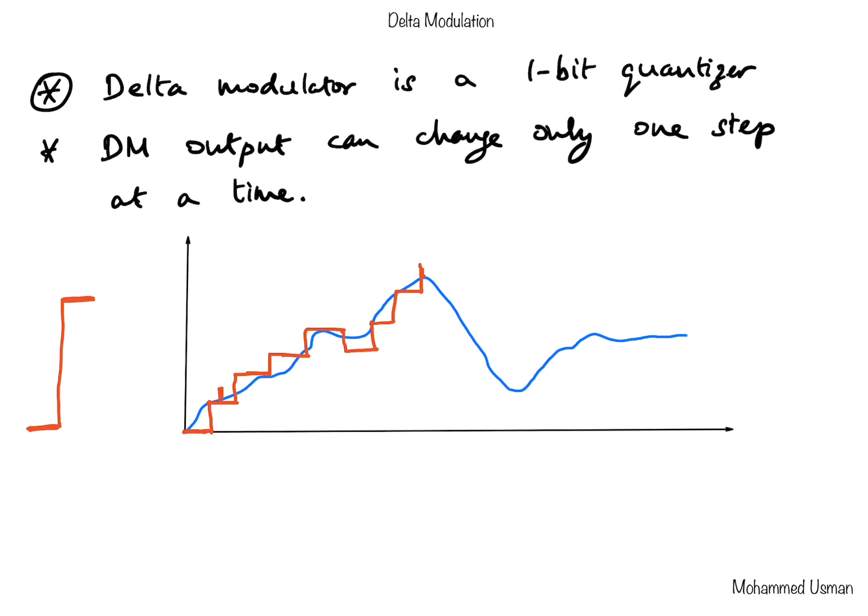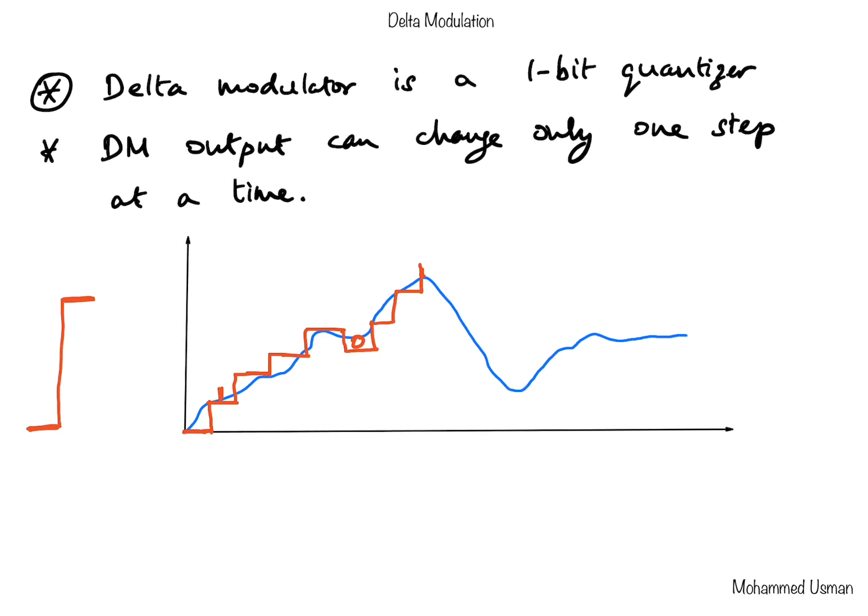If it comes down, as in this case here, it is going from up to down one step, so that corresponds to a 0 output. If it's a 1, it will go up one step. If it's a 0, it will come down one step. So depending on that, the change that can happen in the delta modulator output is only one step at a time. Hence it's also called a one-bit quantizer because it produces only one output bit each time.